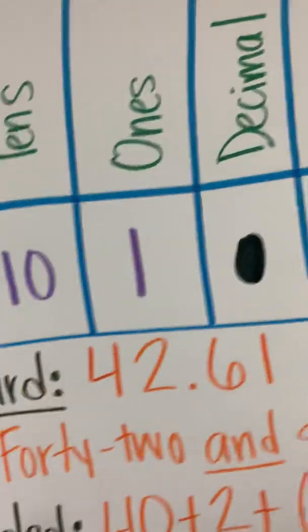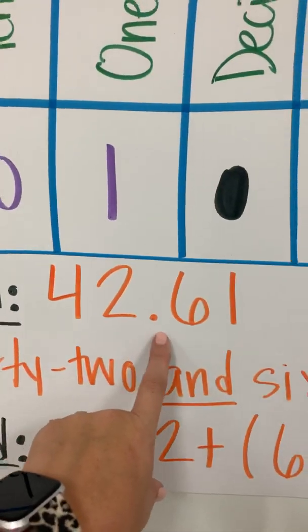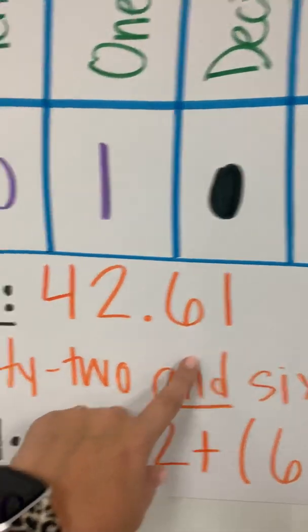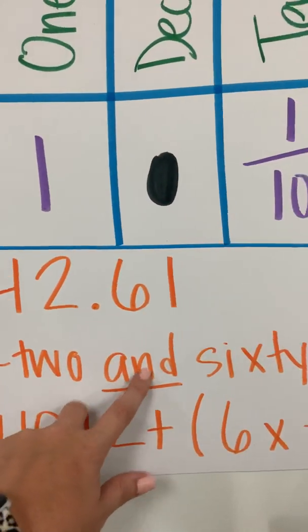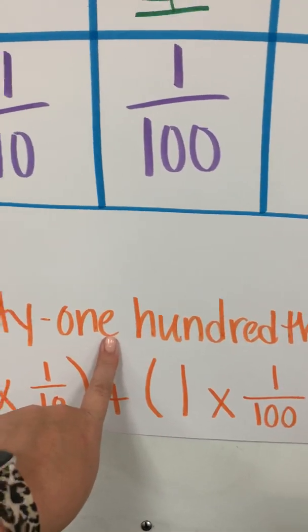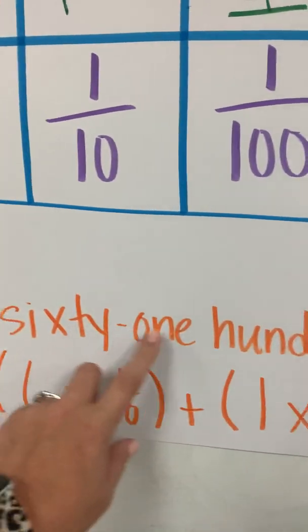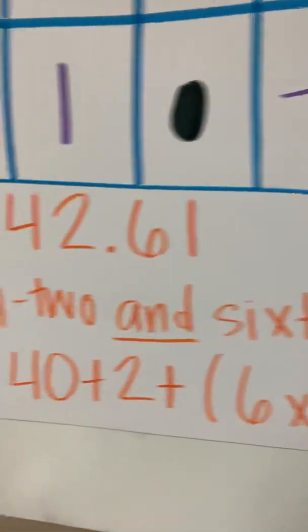So if you look down here, I've written the standard form of 42 and 61. I've written in word form, 42, and the decimal is the and, 61. Did I say 62 a minute ago? I did. I'm sorry, guys. So 61 hundredths. It's got to have that TH on the end, okay, for a decimal.